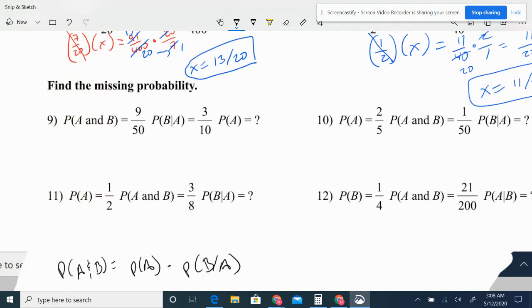Okay, so for questions like number 12, the other formula I'm going to use is probability of A and B is equal to probability of B times probability of A given B. So depending on the information, if I have probability of A somewhere in there, I'm going to use the first formula. If I have probability of B somewhere in there, I'm going to use the second formula. So question number 9, I see that I'm solving for probability of A. So I'm going to use the first formula here.